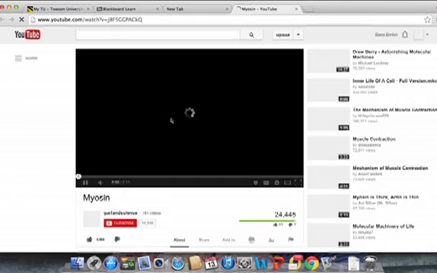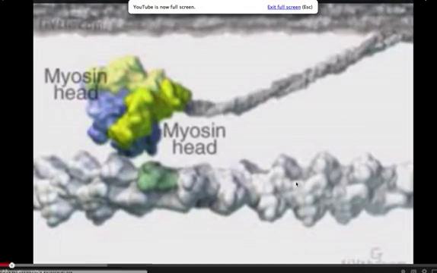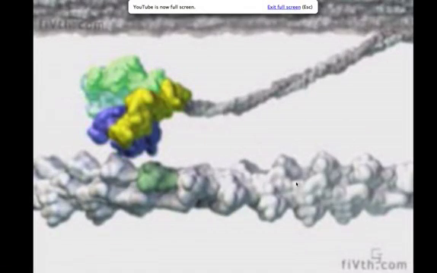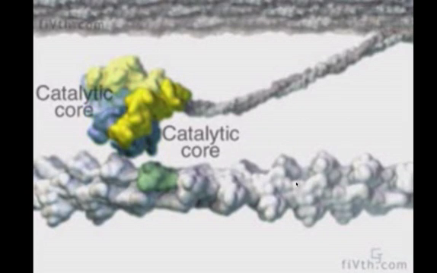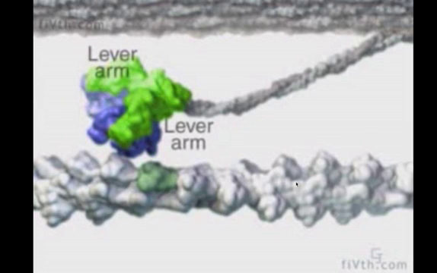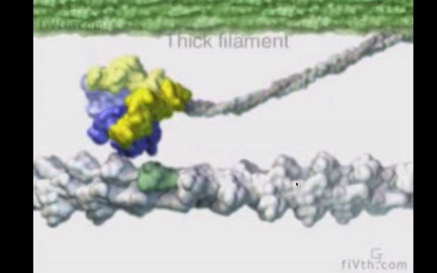I have a movie. Muscle myosin is a dimer with two identical motor heads that act independently. Each myosin head has a catalytic core and an attached lever arm. Okay, so here's your myosin head. There's your lever arm. Here's your coiled coil rod that ties the two heads together. Here's your domain that tethers them to the thick filament seen on top.